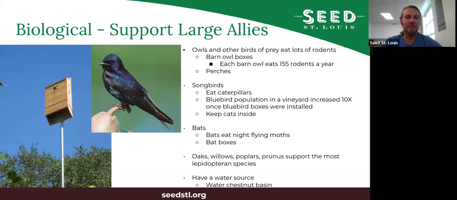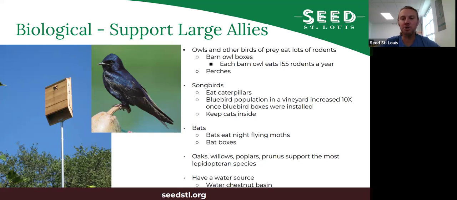So these would be things like owls. Owls are actually really great to have around, as well as other birds of prey. Just as an example, there are plans online you can find to build barn owl boxes, like a birdhouse but for an owl, which is really nice to have if you have issues with voles or field mice, because one barn owl eats 155 rodents a year. So if that barn owl is living in your yard, they're going to eat yours first. Or those rodents are going to be scared and they're not going to be hanging around your yard as much.